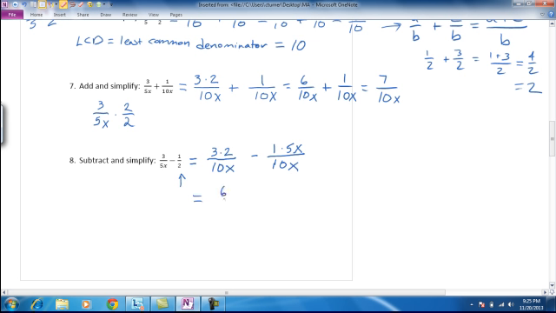So that gives us 6 over 10x minus 1 times 5x is 5x over 10x. Again, tempting to cancel, but don't cancel it. We're trying to put these guys together. We keep the common denominator and we subtract numerators. This one's a bit different from the last one because the numerators are not like terms. 6 minus 5x has to just remain separate. So our final answer is just 6 minus 5x all over 10x.